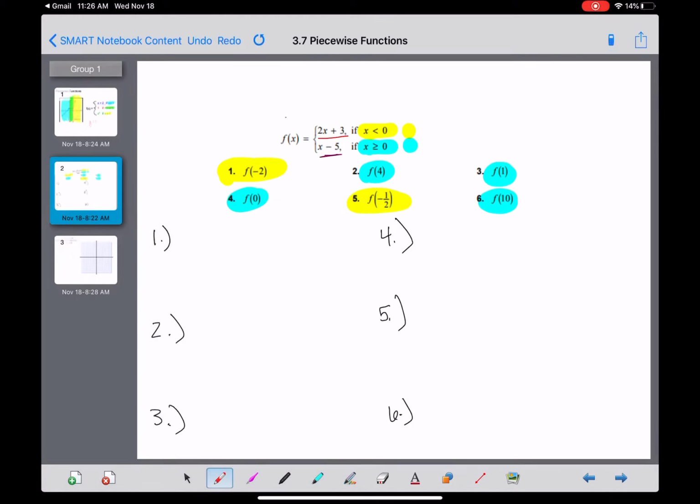So for number 1, we are evaluating our function at -2. Remember, that just means x is equal to -2. So I'm going to plug that into my top line. 2 times -2 plus 3, and use order of operations to get out -1.